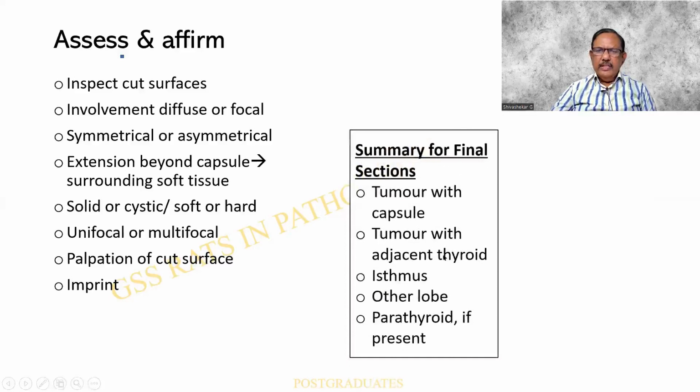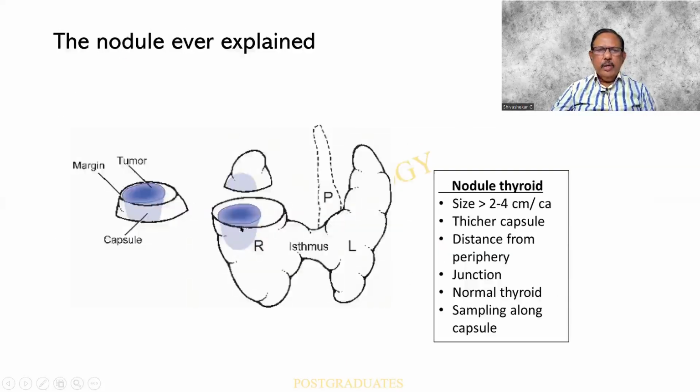For the final sections, these will be needed: the capsule with adjacent thyroid, isthmus, the other lobe, parathyroid if present. The mode of cutting, this is what I had mentioned. If it is going to be as close as this to the thyroid capsule itself, then probably an inking will become mandatory so that you will be able to decide how far it is from the actual thyroid follicle.